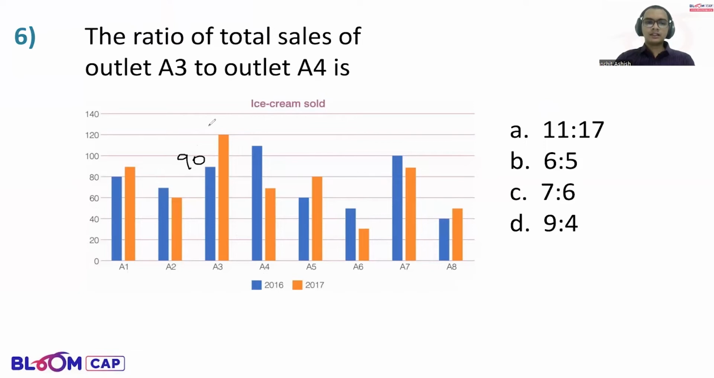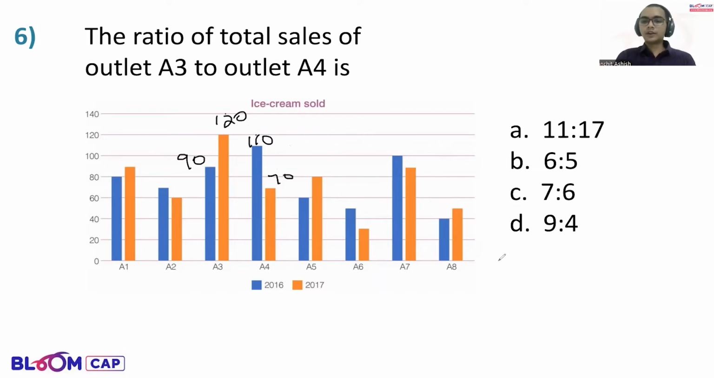For 2017, A3 is 120. Now for A4, in 2016, it's between 100 and 120. It's halfway through, so we'll call it 110. And for 2017, it's between 60 and 80. It's halfway through again, so we can call it 70.